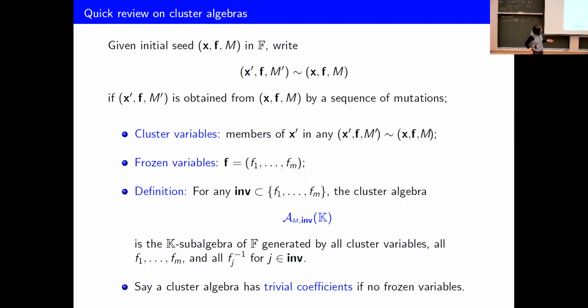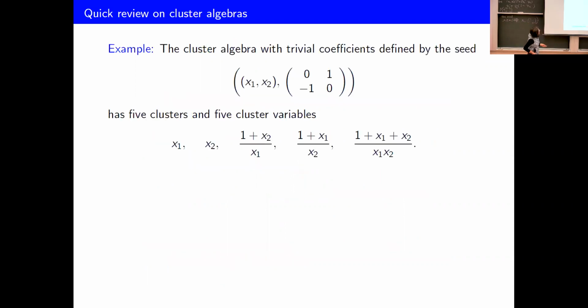Okay. Yeah, I said that trivial coefficients means no. In this example, I already said that. If you start with this initial cluster, your initial matrix, trivial coefficients, then you just work this out and you get 5. You keep working, you're not going to get anything new. So this is an example of finite type.